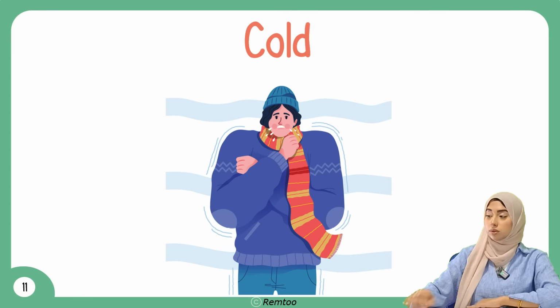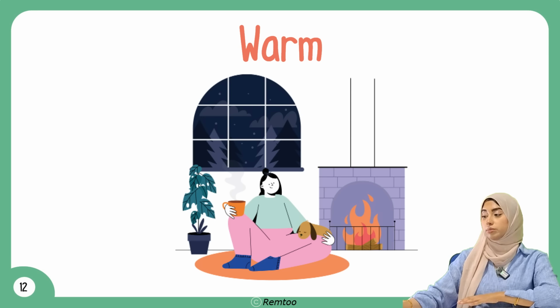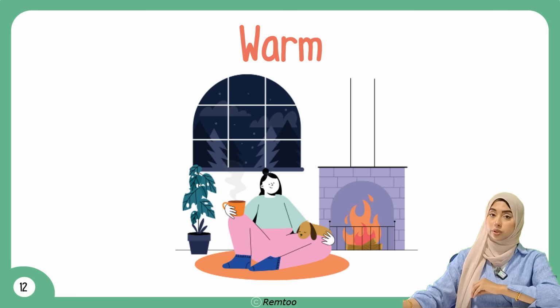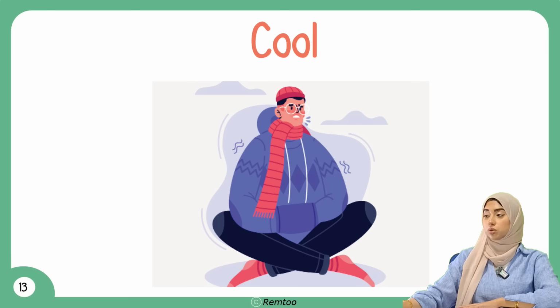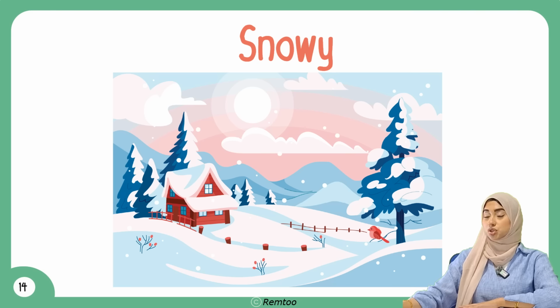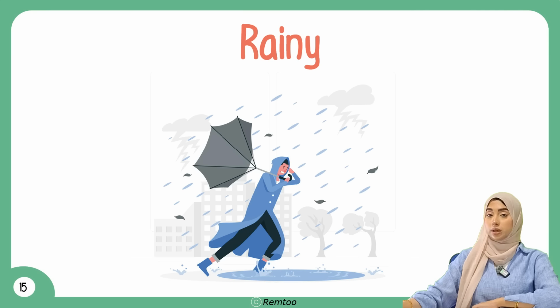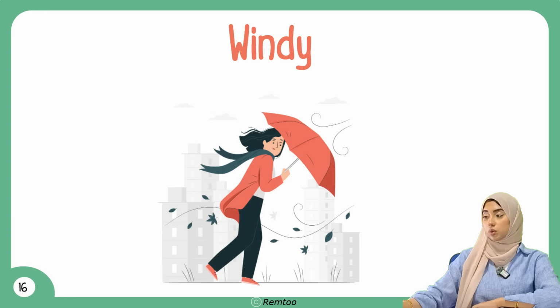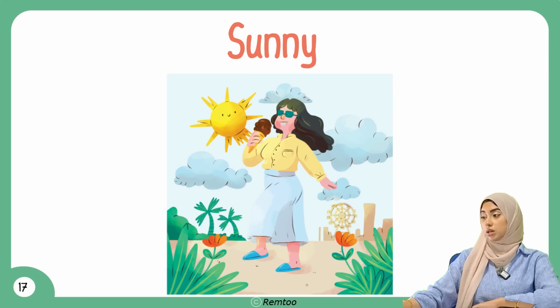The opposite is cold. Cold. Then we have warm. Warm, and by the way, warm is a positive word. It's a good thing to feel warm. Cool. And cool means cold, but not in a bad way. Cool, it means cold in a good way. Snowy. Rainy. Then we have windy. Okay, sunny. Okay, yes. So let's have our first practice.